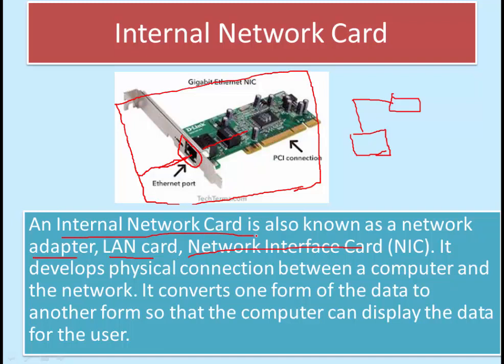So what is the function? The function is to make a physical connection between the computer and the network. So if you want to connect your computer to the network, this card will make you able to connect your computer to the network physically. Because the wire is plugged into this port that is here. This is called the Ethernet port. Okay, so this is the function of the internal network card.